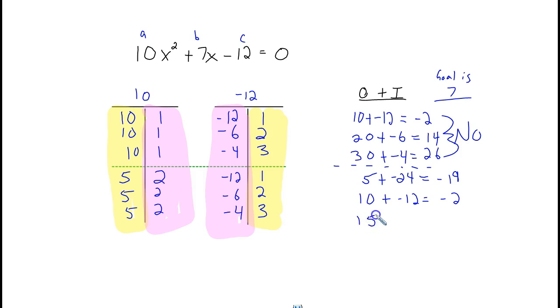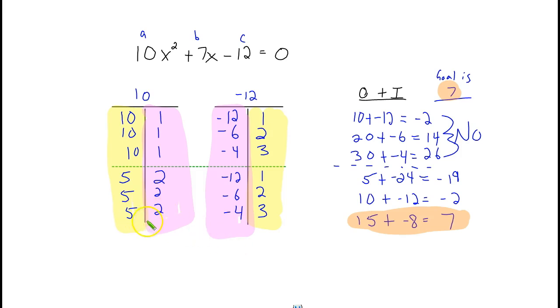5 times 3 is 15. 2 times negative 4 is negative 8. And 15 plus negative 8 is positive 7. And I am looking for a positive 7. This is the winner chicken dinner right here. The goal that I want is 7. I've got 7.